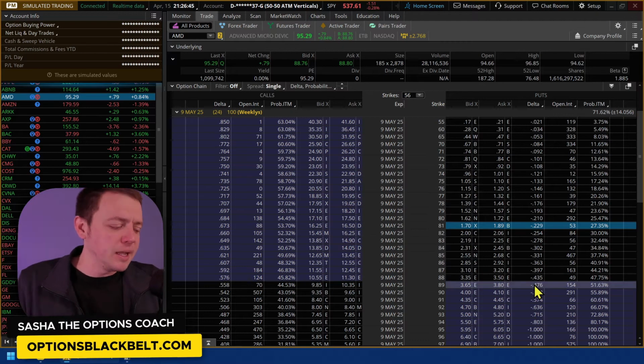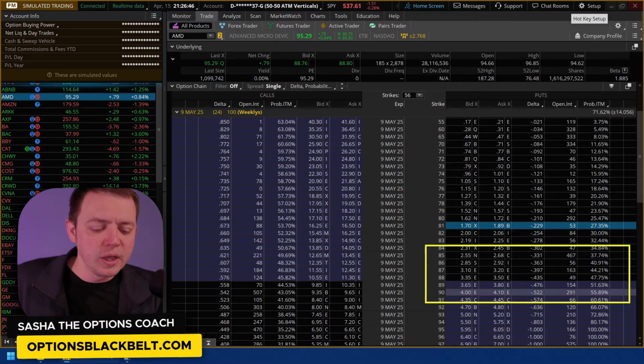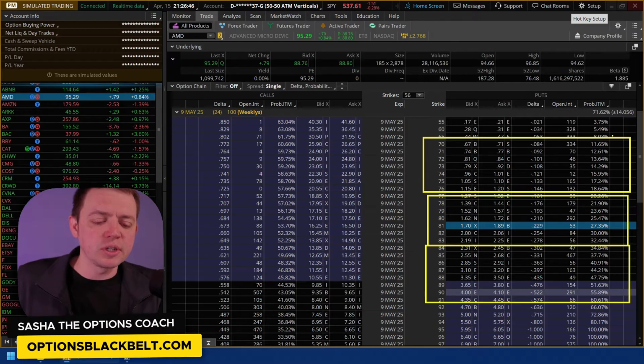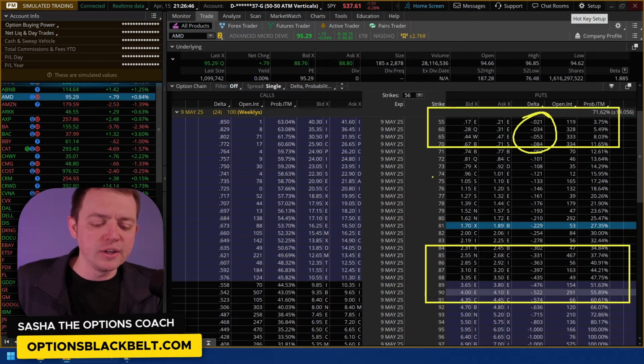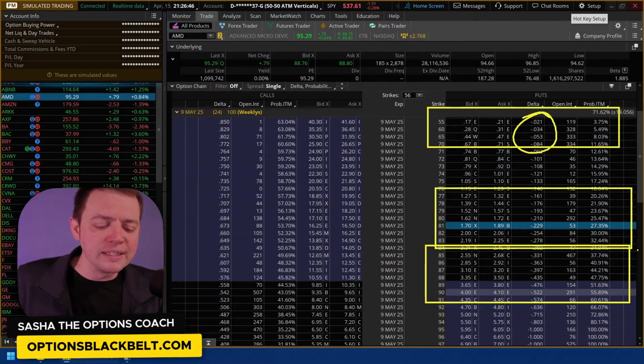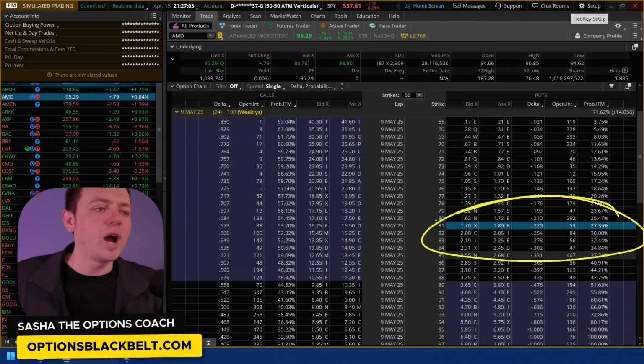So I'm going to show you a different construction. For example, you could sell vertical spreads very close. This is kind of like the close zone. You could go in the mid zone, and you could go in the cheaper zone. The super cheap zone is way over here with a delta of 10 and under. What we're going to do is go more in this mid zone.